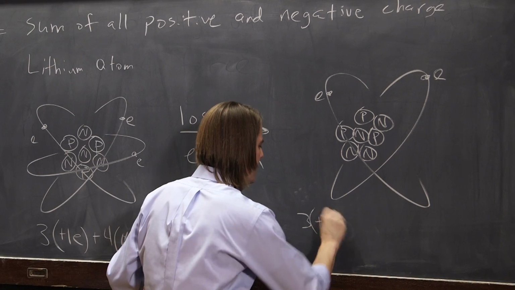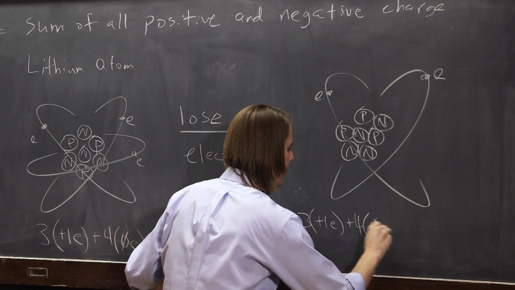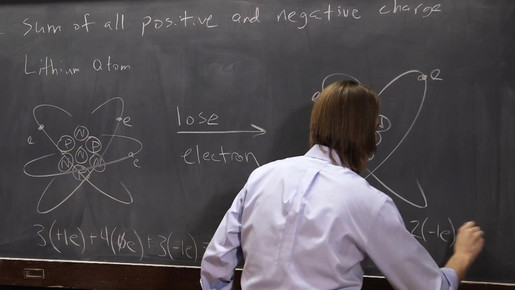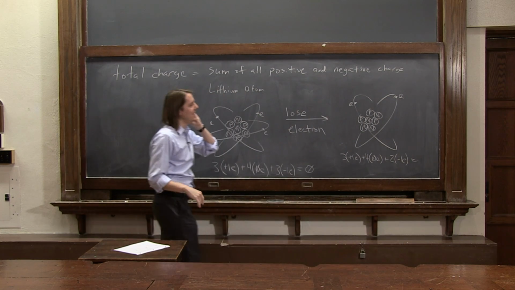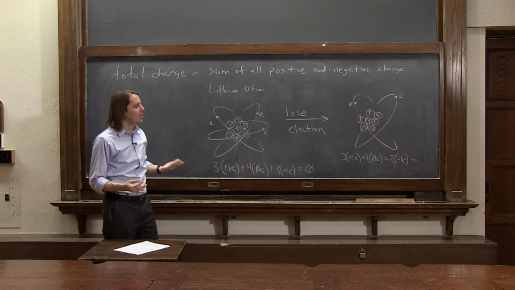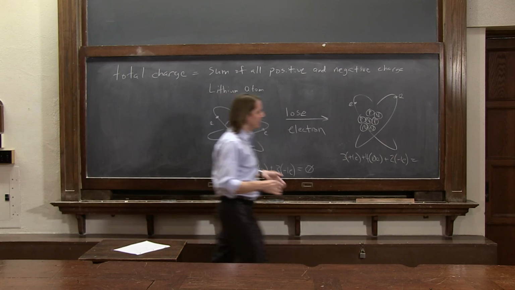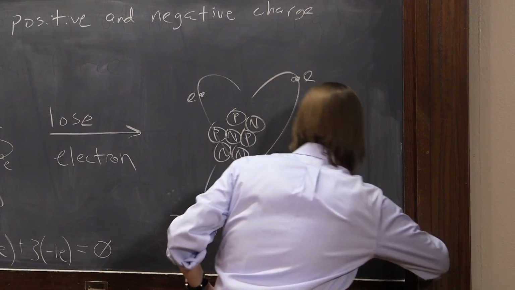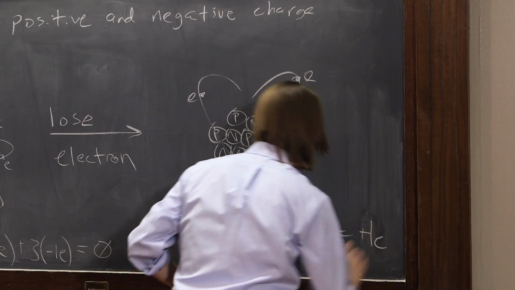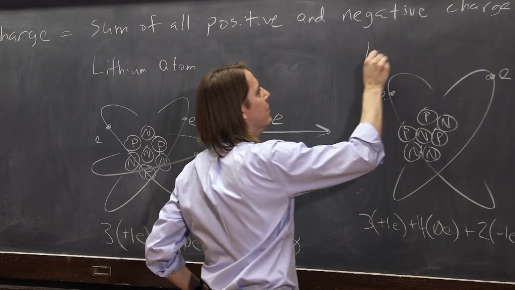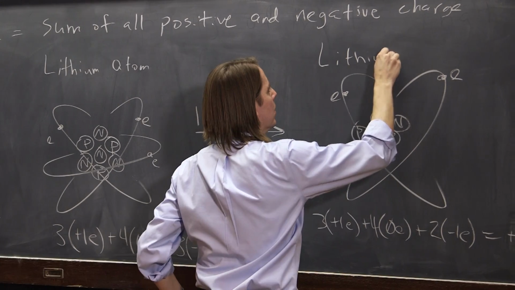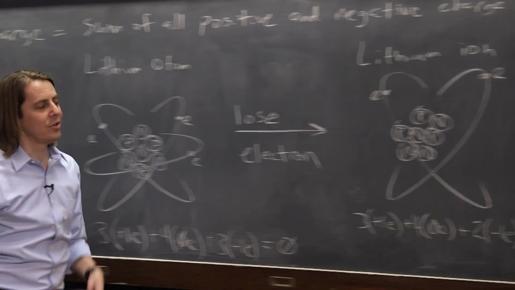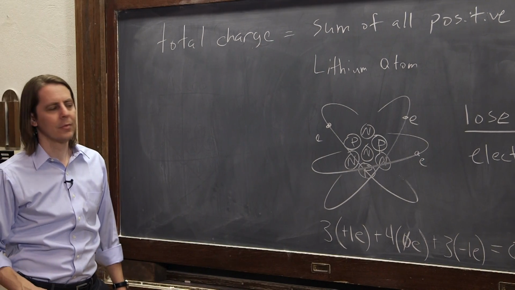3 times plus 1 E plus 4 still times 0 E plus only 2 times minus 1 E. Now, of course, we don't have enough negative charge to balance the positive charge, so we end up with something that is charged plus 1 E, plus 1. So it's a lithium ion. And its charge is plus 1 E because it's missing one of its electrons.